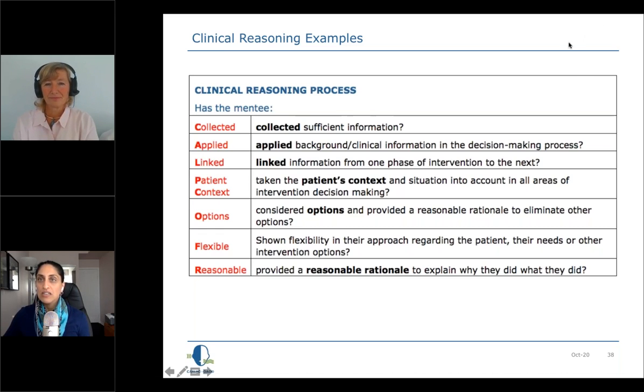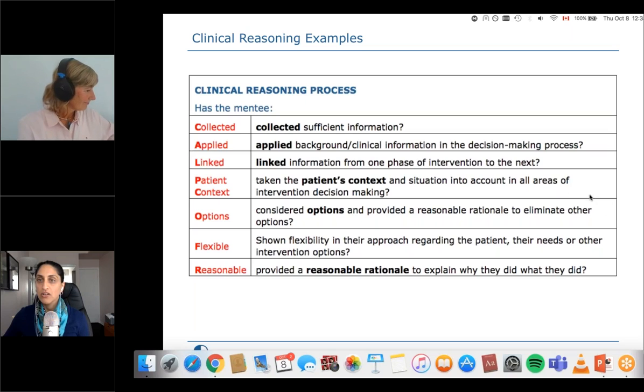So let's go to the next example. It'll just take me a moment to get it started. This is an audiology example. Okay, so again, you're going to be listening in to those processes and seeing how well they apply to this clinical reasoning example.